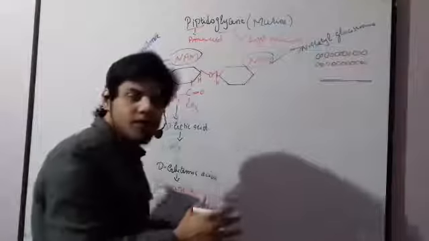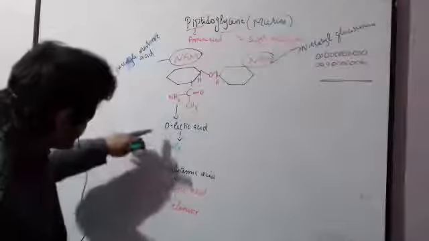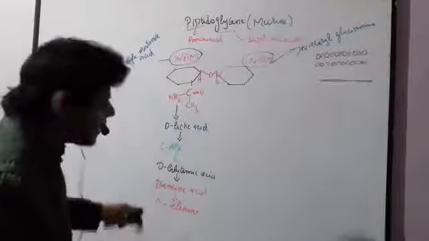And after that, we have another molecule, diamino acid. This diamino acid will be in 2 forms. I will explain it further. Then after the diamino acid we have D-alanine. So these are the amino acids: D-lactic acid, L-alanine, D-glutamic acid, diamino acid, D-alanine.